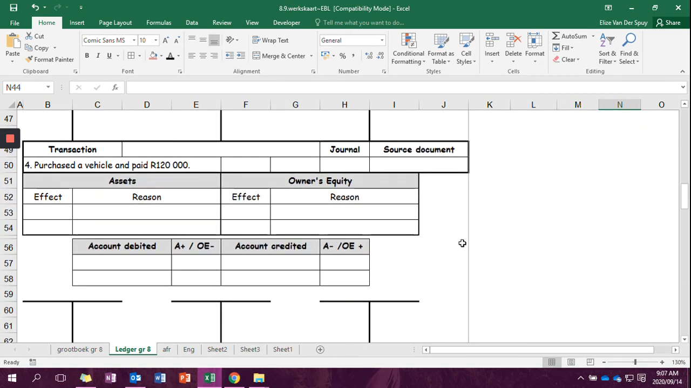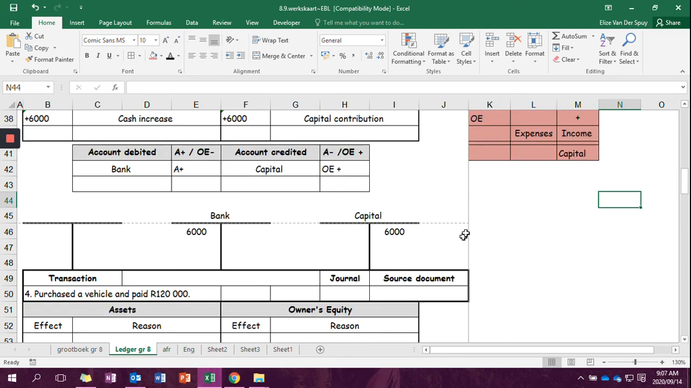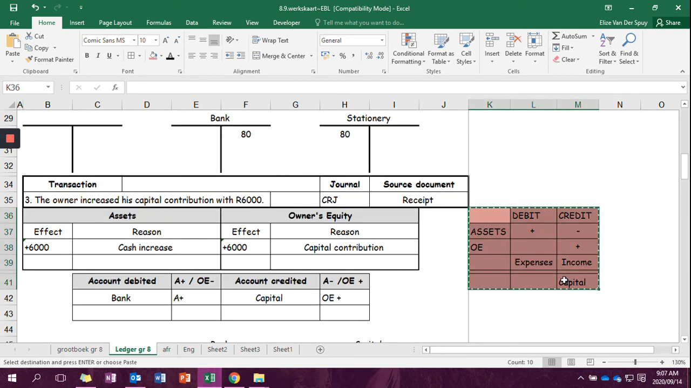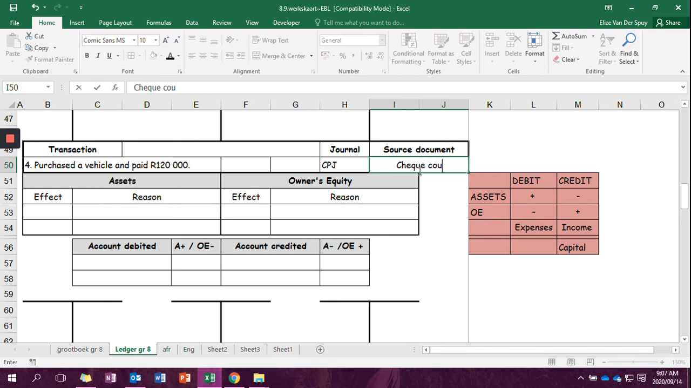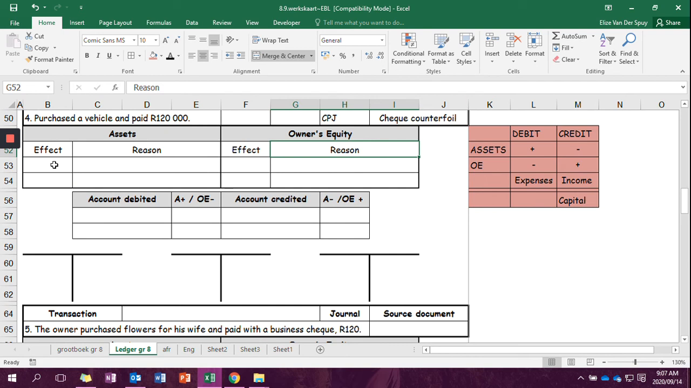The last one I'm going to explain is where we purchased a vehicle. First of all, the journal will be CPJ, and it will be a check counterfoil. Then we need to ask ourselves what happens to bank. So bank will decrease. Therefore we will have a minus 120,000, and that will be because cash will decrease.